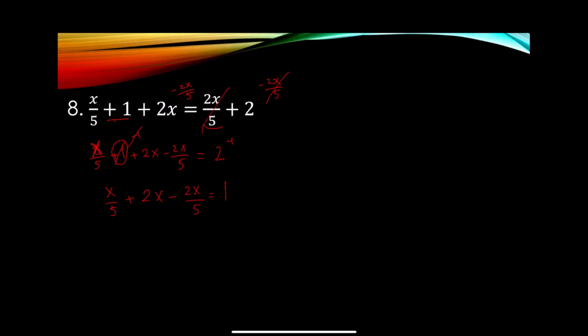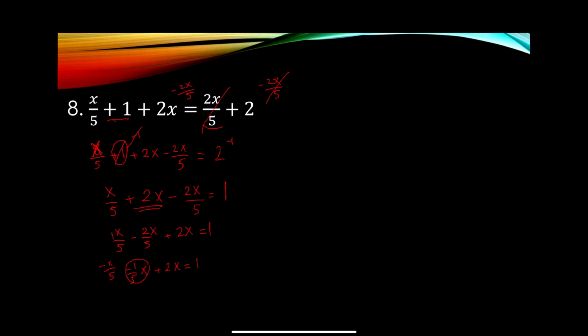Now, x over 5 and negative 2x over 5, forget this for the time being. Let me rewrite it. X over 5 minus 2x over 5 plus 2x equal 1. Now, 1 over 5 minus 2 over 5 is known to be negative 1 over 5x plus 2x equal 1. By the way, it can be written as negative x over 5.